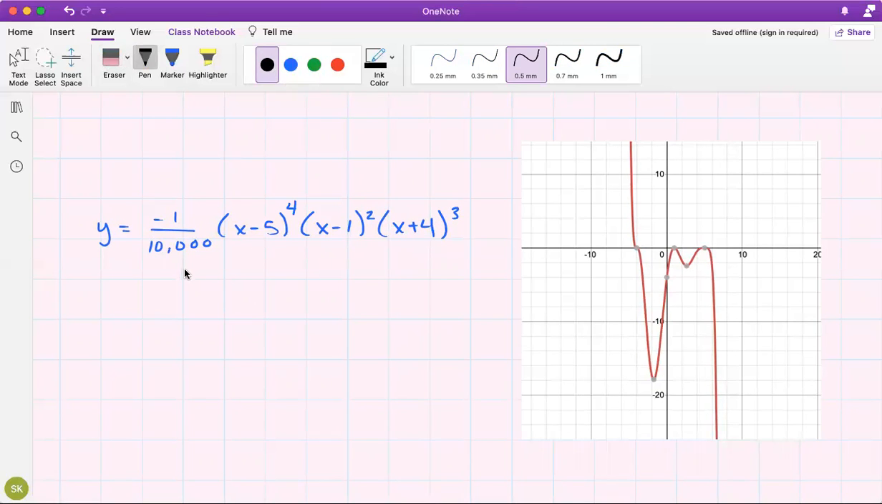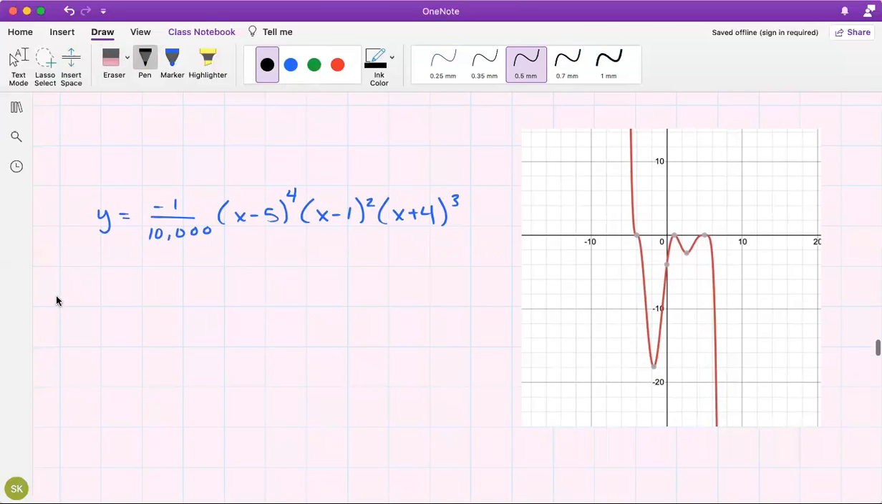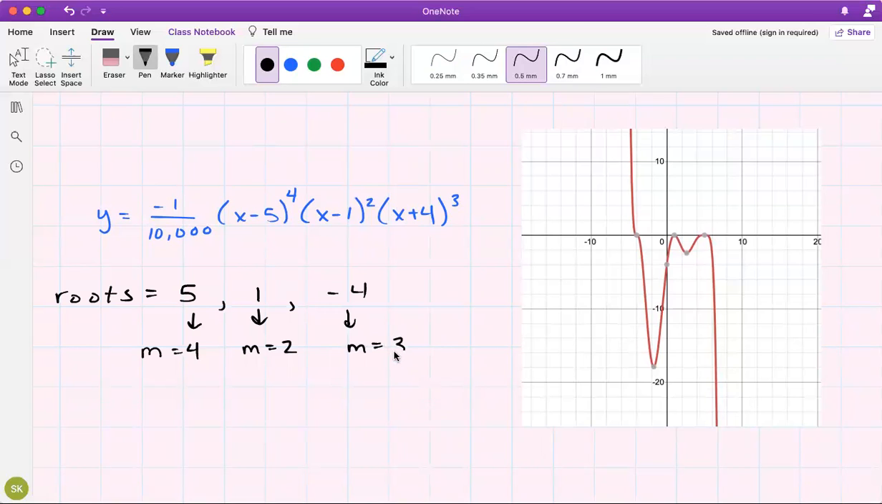So let's write down some information. First, the roots. The roots are 5, 1, and negative 4, and underneath them I'm going to write the multiplicity. I'm going to put m for multiplicity. The multiplicity is 4, the multiplicity here is 2, and the multiplicity here is 3. Because the multiplicity here and here is even, we're going to touch the x-axis. And here we're going to cross, because this number is odd.